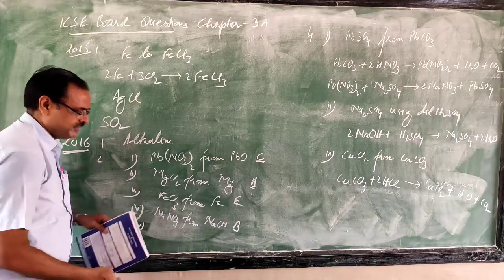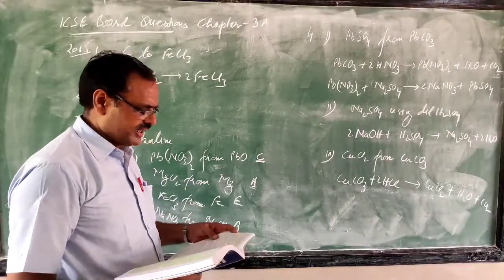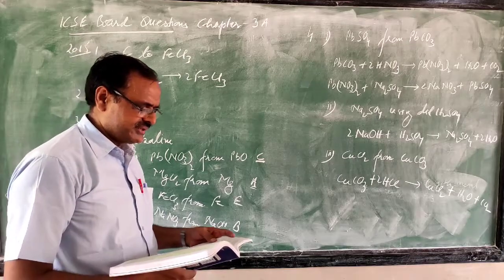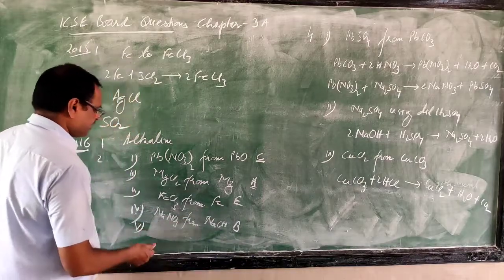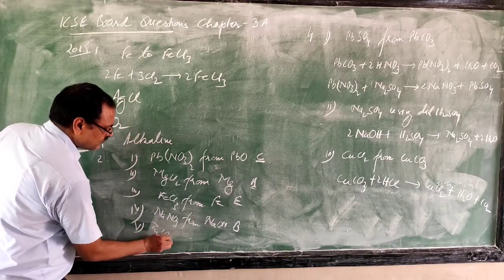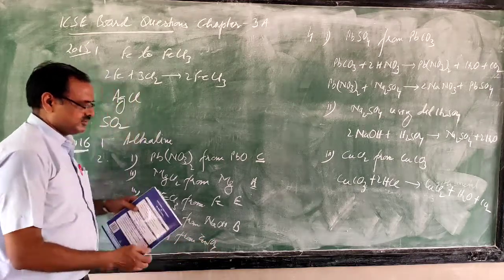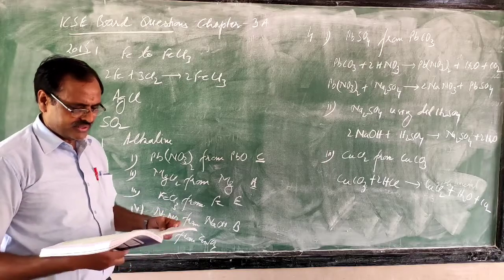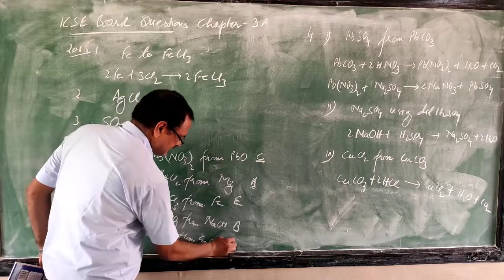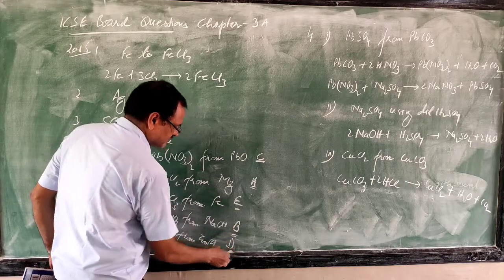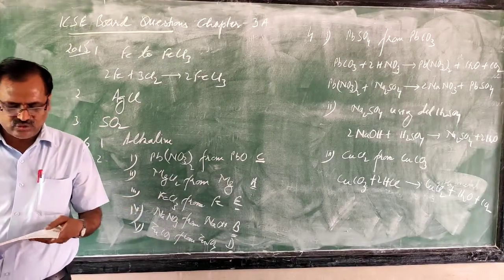Then the fifth one, zinc carbonate from zinc sulfate, that is precipitation by double decomposition. Zinc carbonate from zinc sulfate. So just see, precipitation by double decomposition, this D is given as precipitation. So D is the answer. So this we have seen, 2016 is over.